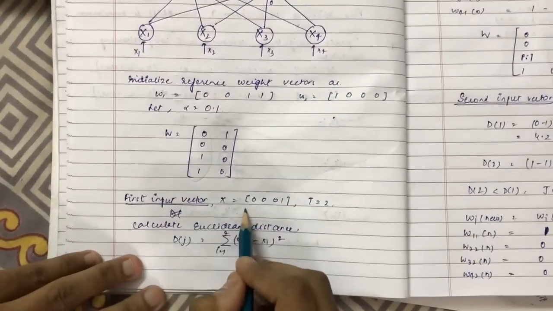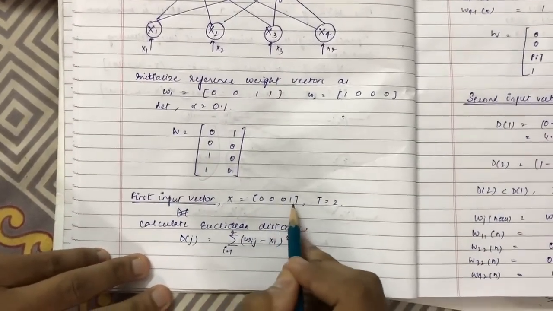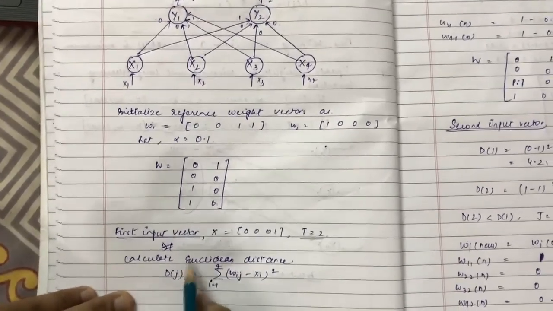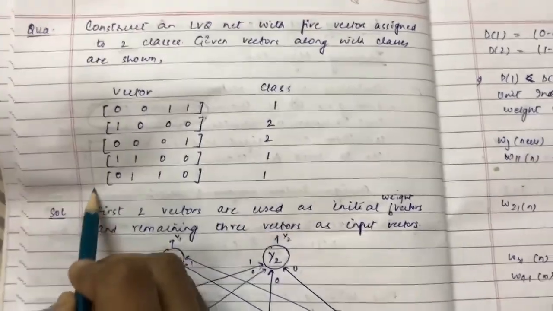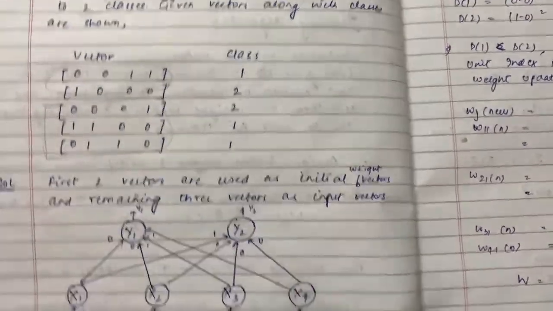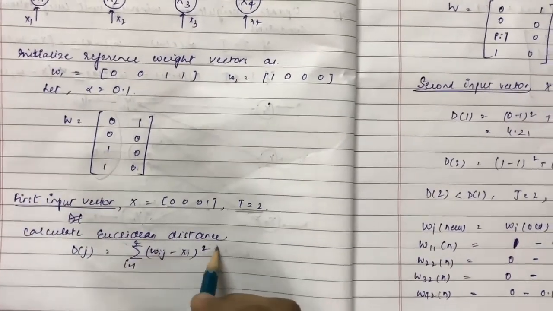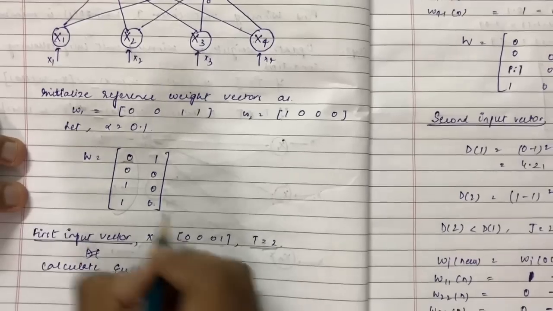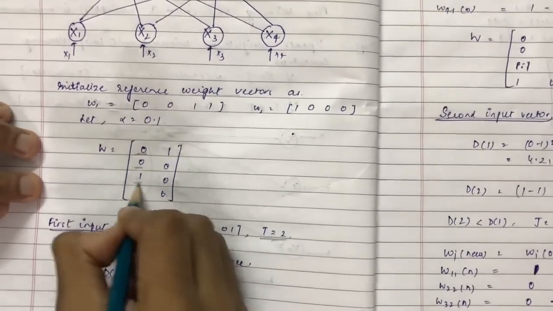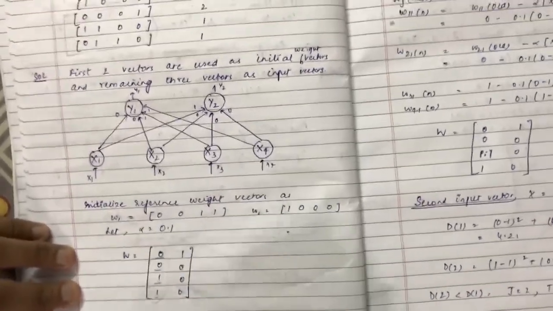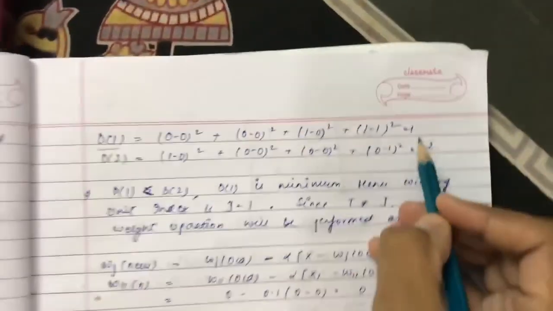So let us see the first input vector, that is x equal to 0, 0, 0, 1 with target value 2. We have 3 input vectors. For the first input vector we get 0, 0, 0, 1, and the target value is 2. Now calculate the Euclidean distance. How do we calculate it? 0 minus 0 whole square plus 0 minus 0 whole square plus 1 minus 0 whole square plus 1 minus 1 whole square. This is the Euclidean distance between cluster 1 and x1. So we get d1 as 1.